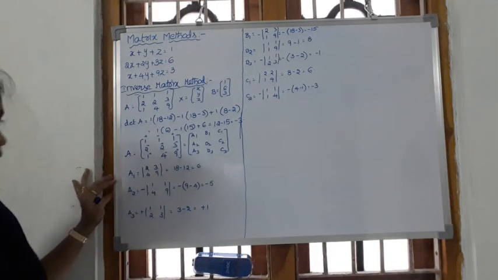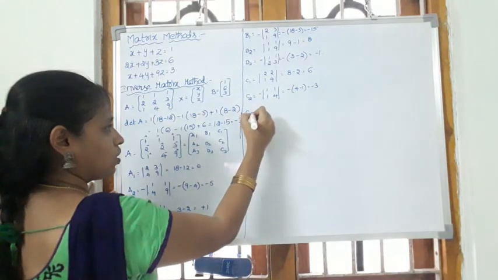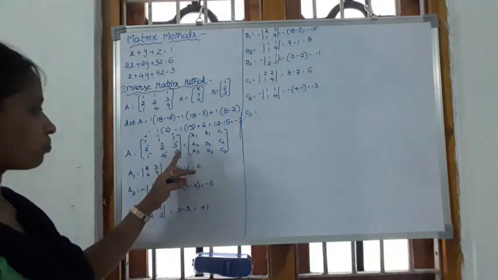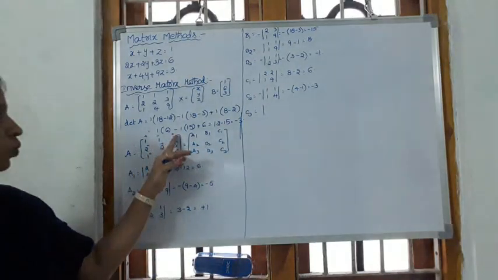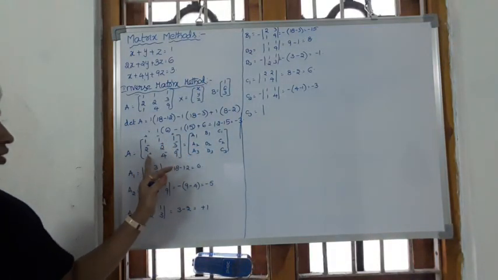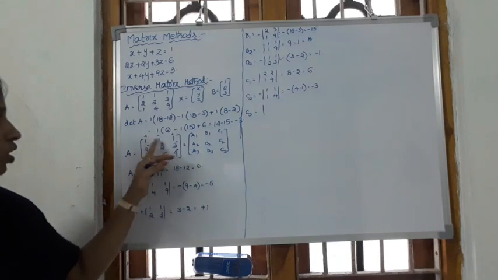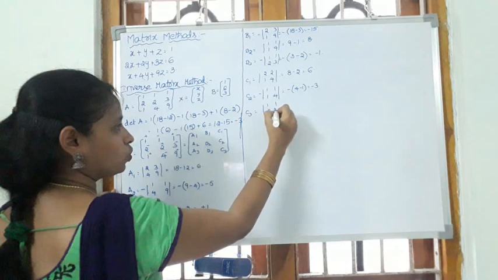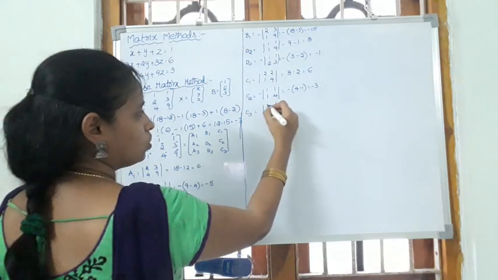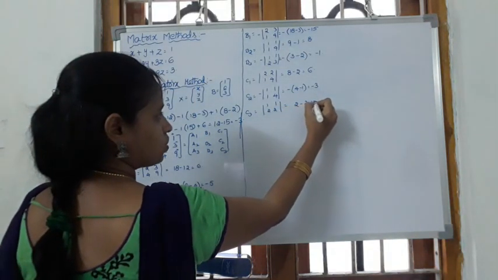Now C3 is equals to, this one has plus symbol, remove this row and this column to get 1, 1, 2, 2. That is equals to 2 minus 2 is equals to 0.